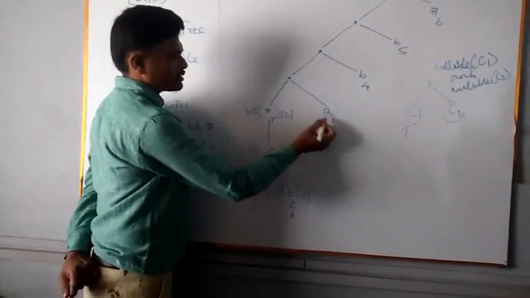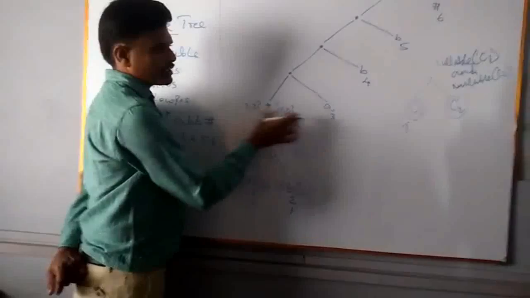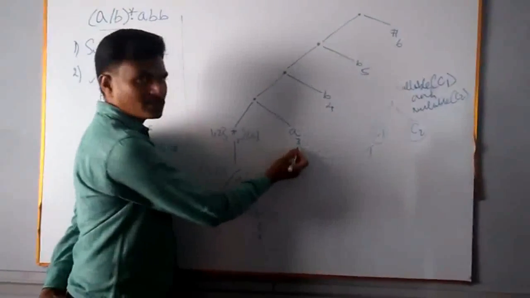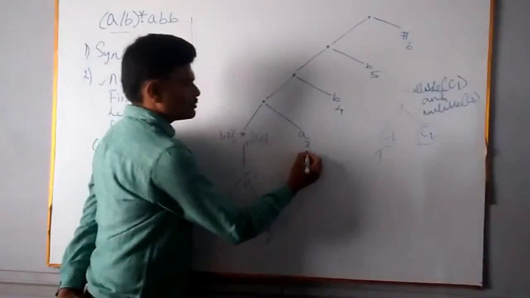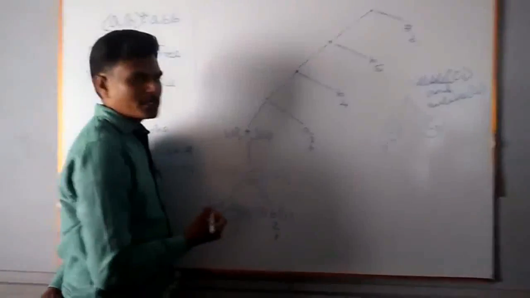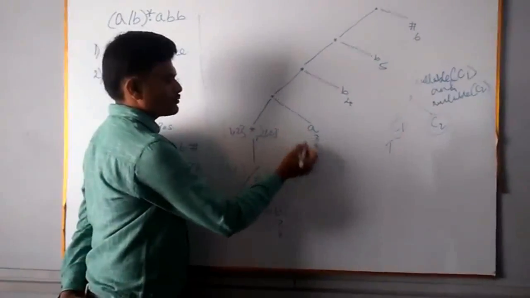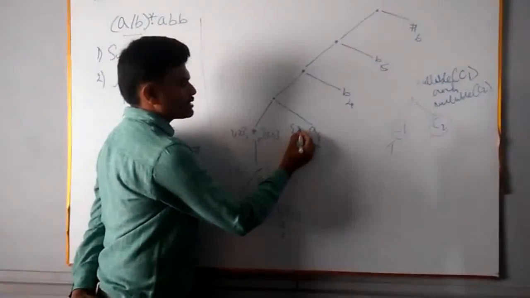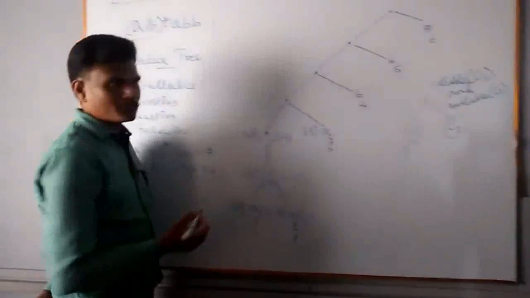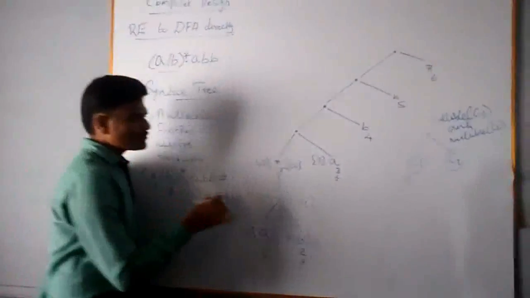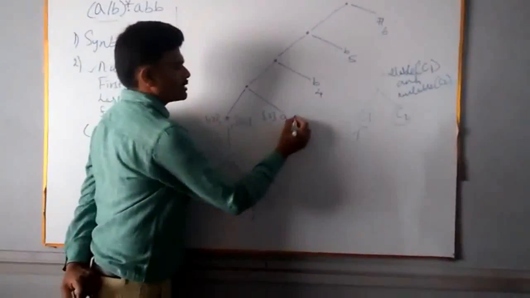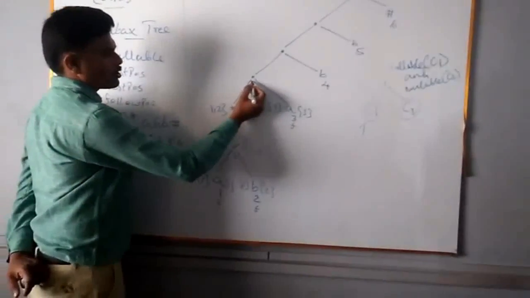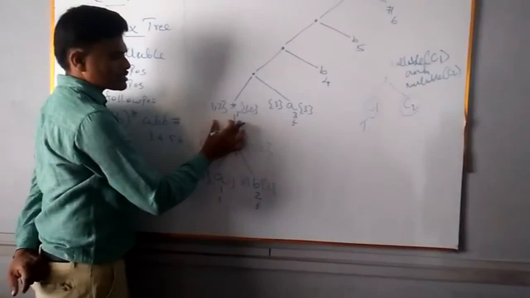For the dot operator, we have to find the C1 node, and for the C2 node we have to find out. Now C2 is a leaf node, and we have assigned position 3. The nullable of C2 is false. Then we have to find the first position: the first position of C2 is 3, so you get 3, and the last position is also 3. Now we have to find this for the dot operator. The nullable of C1 is true now.